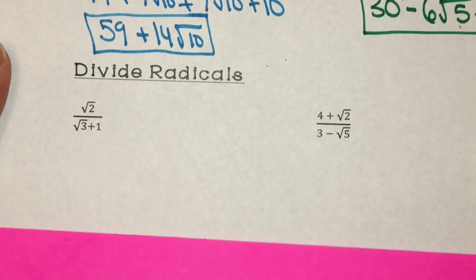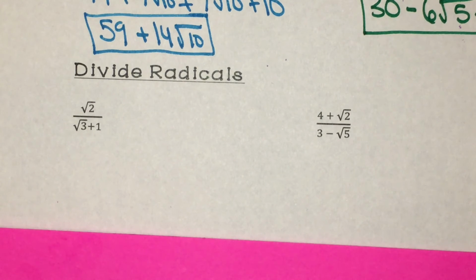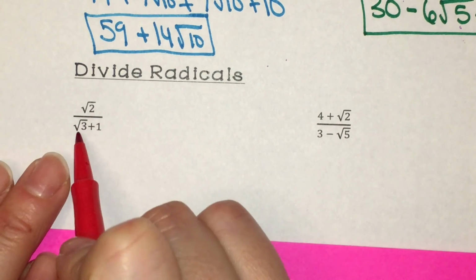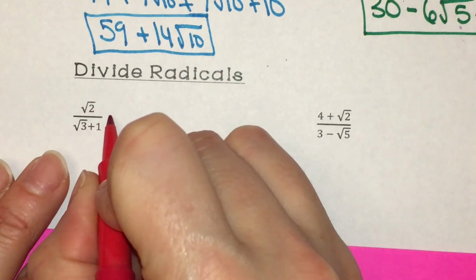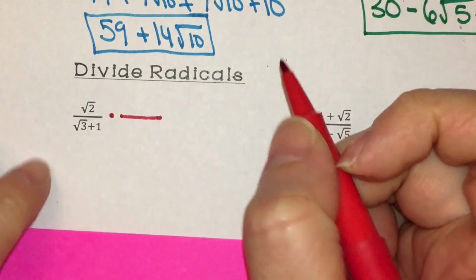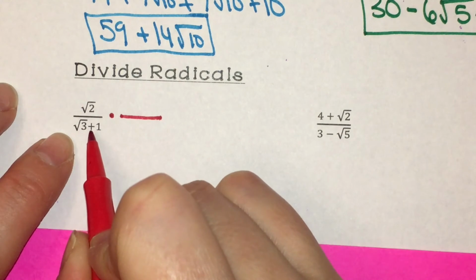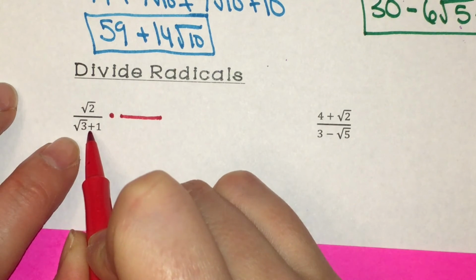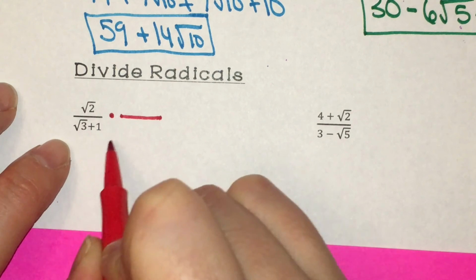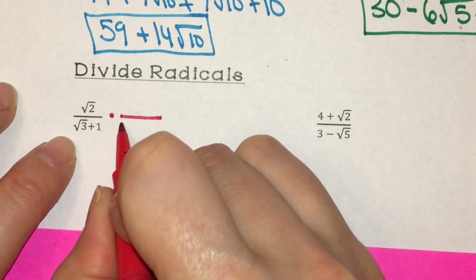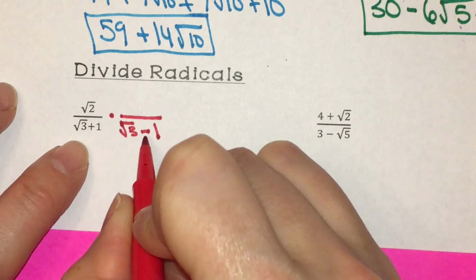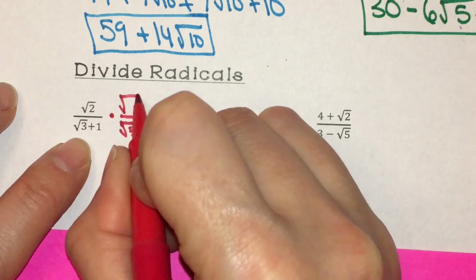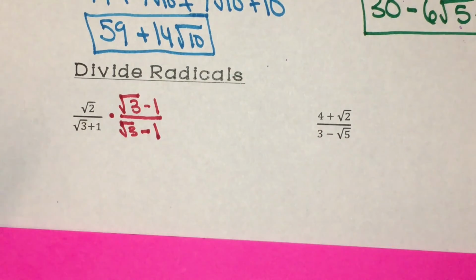Okay, you cannot have a radical in the denominator. So anytime you have a radical in the denominator and there's either addition or subtraction, you're going to multiply by the conjugate. That means it's going to be the exact same thing, just the opposite operation in between, on top and bottom. So you're always going to use what's on the bottom. So it's going to be the square root of 3 minus 1. This is a conjugate. Exact same thing on top, square root of 3 minus 1.